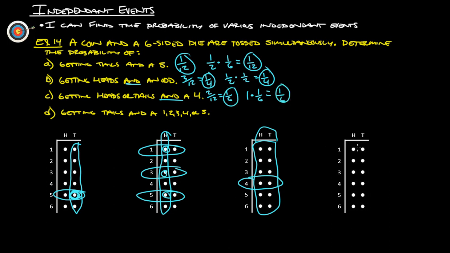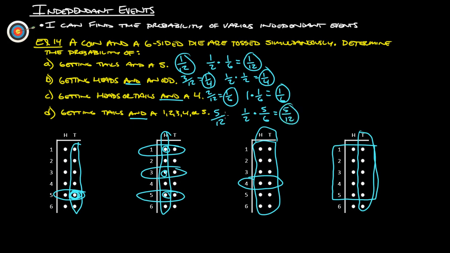Okay. Getting tails, so here's tails, and a 1, 2, 3, 4, or 5. So that's going to be all of these. And it does say "and," so it has to be both. So it's 5 out of 12. Getting tails is 1/2, and then getting a 1, 2, 3, 4, or 5 is 5 out of 6. Multiply those together, and there's our 5/12 there as well.